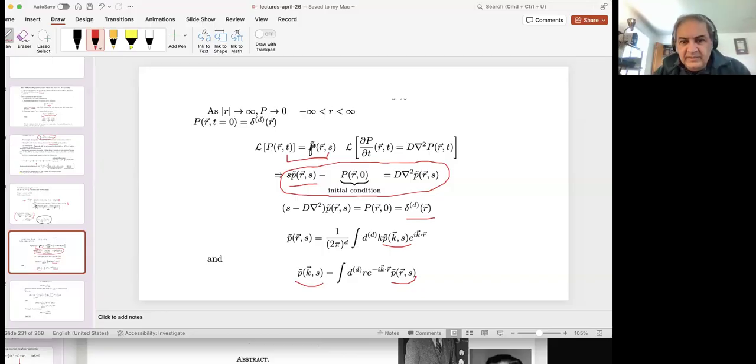So what have we done? We have essentially gone first from P of RT to P tilde RS. Then we have gone from P tilde RS to an inverse Fourier transform to P tilde KS. Now you can ask the question, what would have been the pros and cons of doing it the other way?